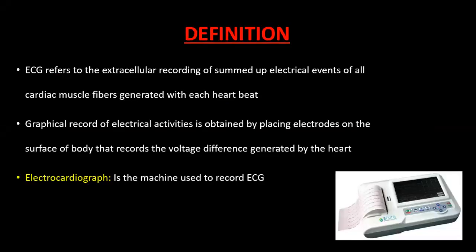Moving on to the definition, ECG refers to the extracellular recording of summed up electrical events of all the cardiac muscle fibers generated with each heartbeat. That is, during each heartbeat, the electrical events generated by the entire cardiac muscle fibers are recorded in ECG. It is a graphical record of electrical events and is obtained by placing electrodes on the surface of the body, that is, on the limbs and on the chest. And then it records the voltage difference generated by the heart. This is a machine which is used to record ECG called the electrocardiograph.